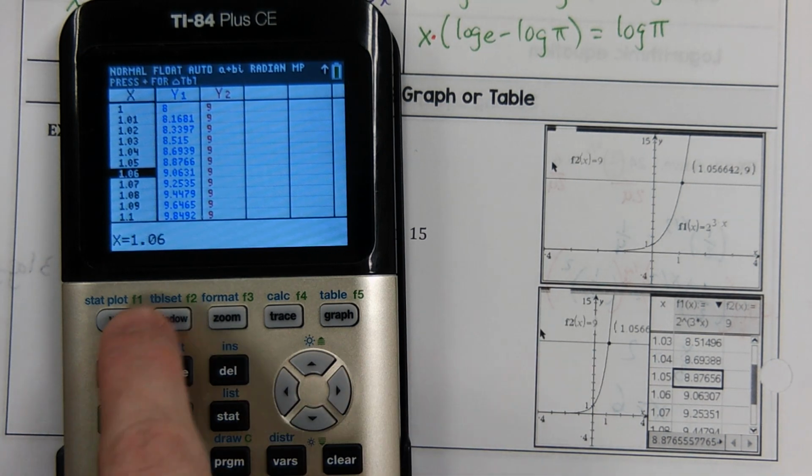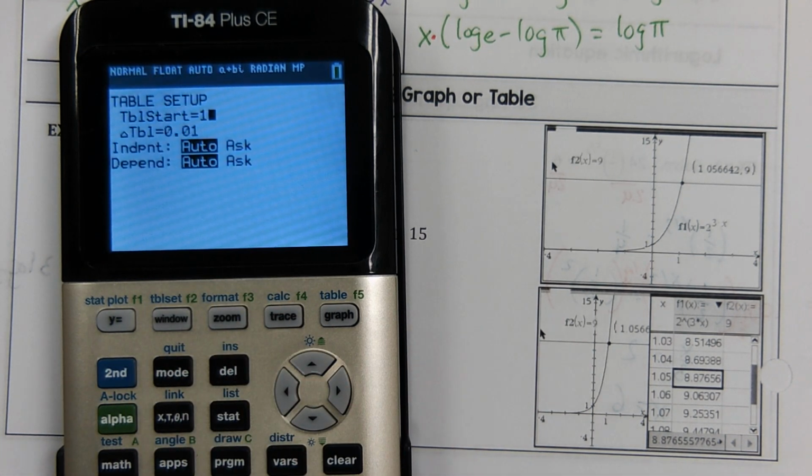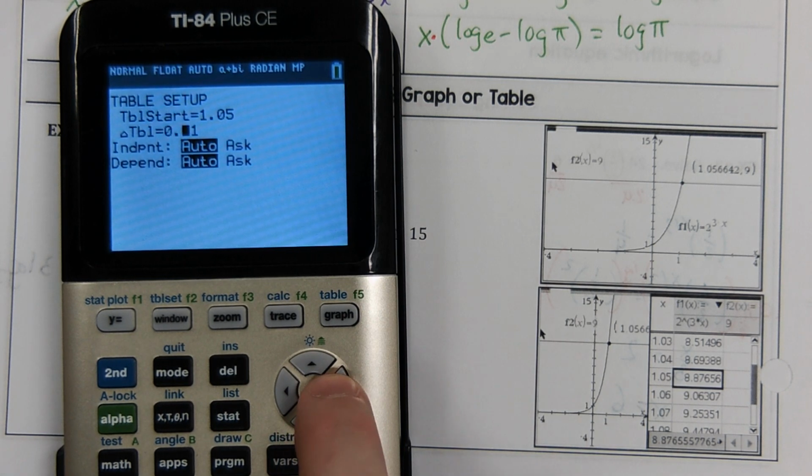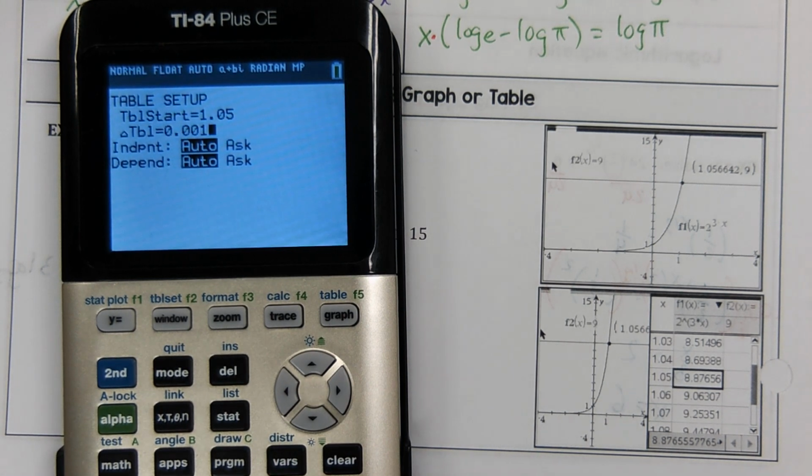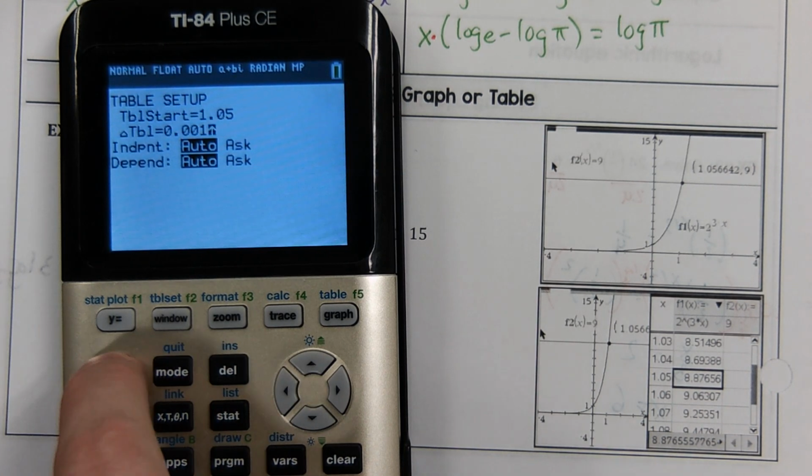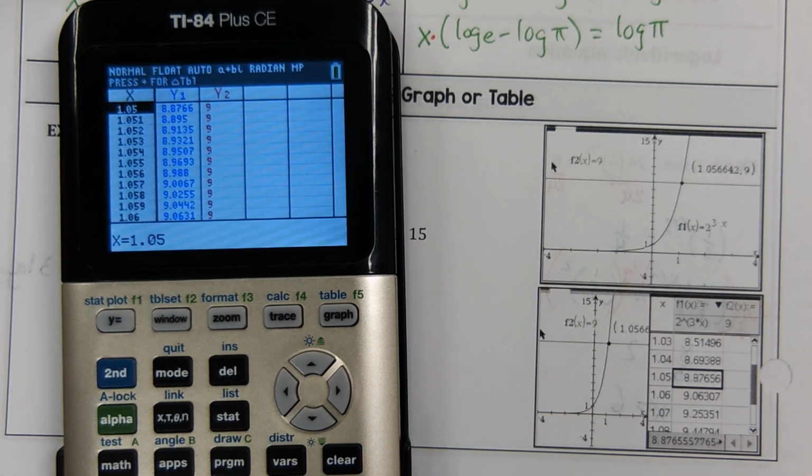Second table set. 1.05. Go by 0.001s. It's painful, isn't it? Aren't you glad that you don't have to do this? Yeah, second trace intersect is the bomb.